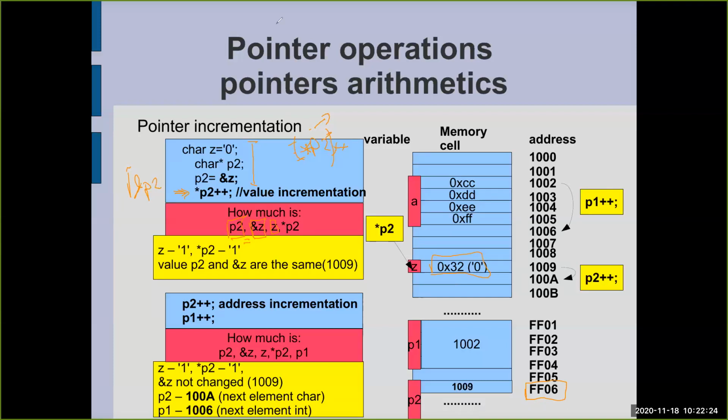Okay, Mr. Mikołaj, you're right. It will be 1. Yeah? Okay, 1, not the numeric value 1, but the character 1. So this will modify both the asterisk P2 value and the Z value because they share the same area of memory.